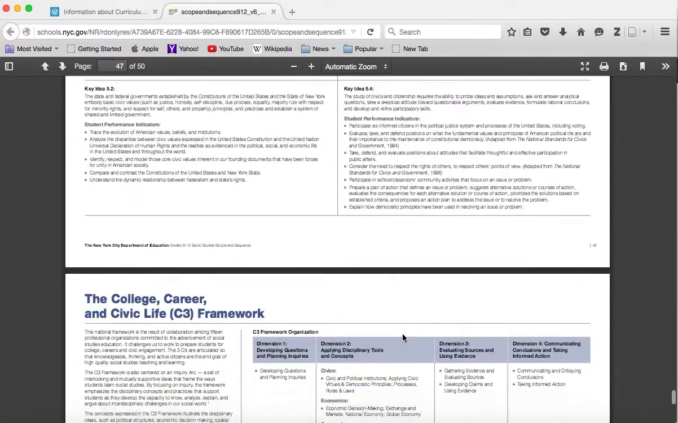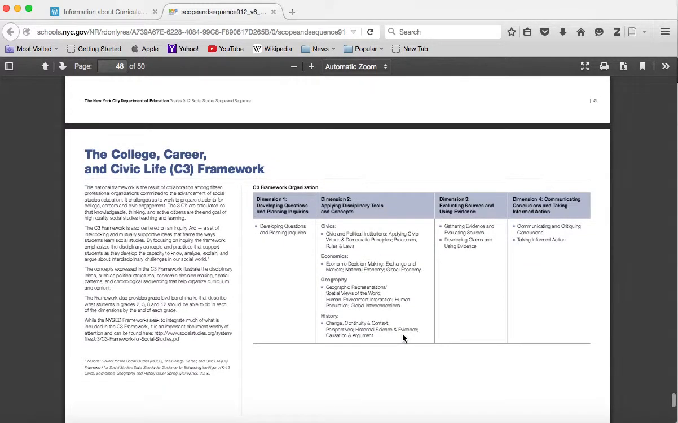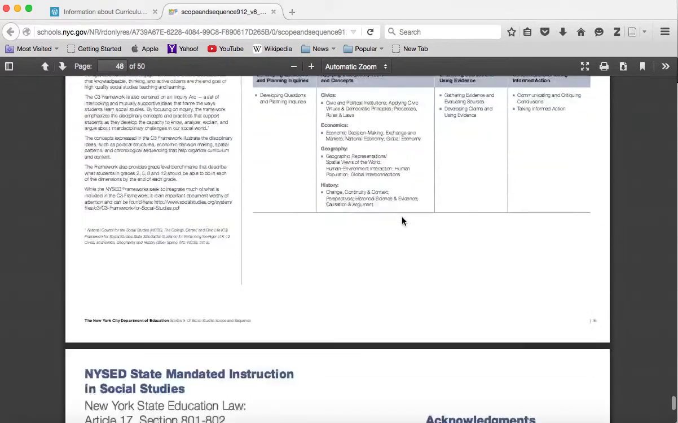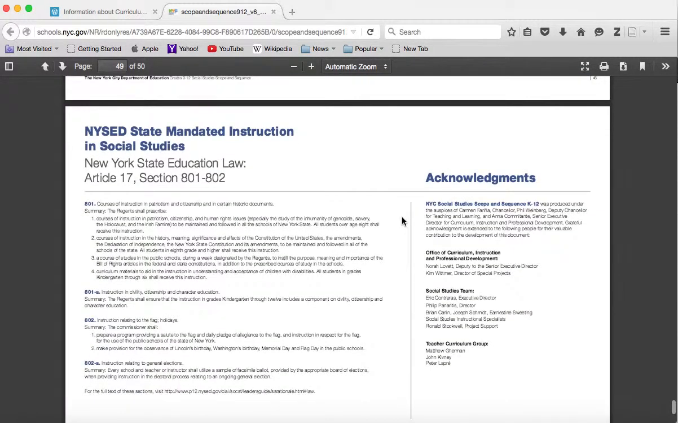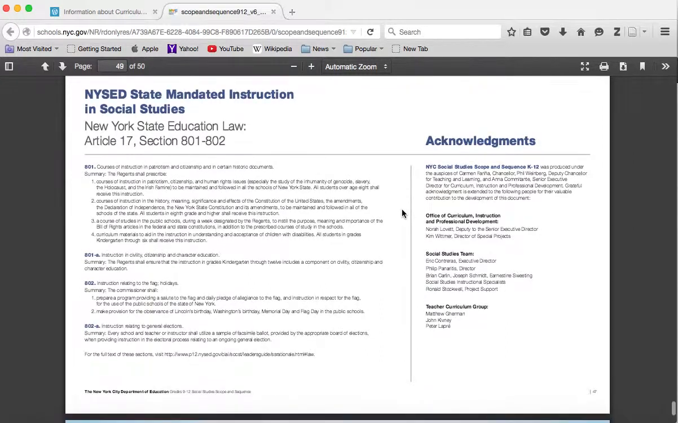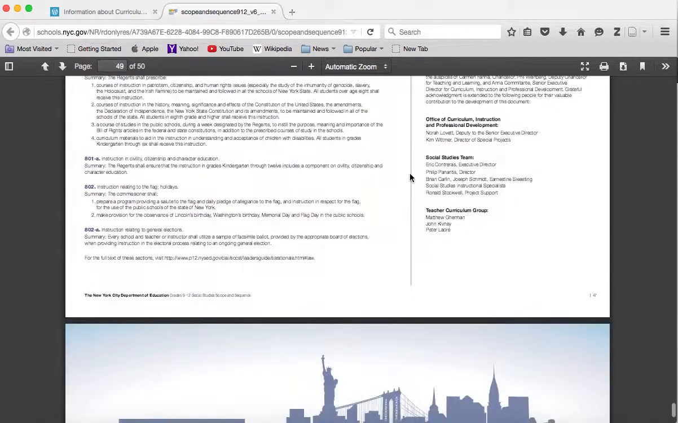The social studies scope and sequence also outlines the college, career, and civic life, or C3 framework. And you can see the organization of it right here. And then if you scroll down one more page, it gives you the NYSED state mandated instruction in social studies. This gives you the New York State education law for social studies, which is Article 17, Sections 801 and 802. So if you have any questions about that, here's a good place to find the answers.